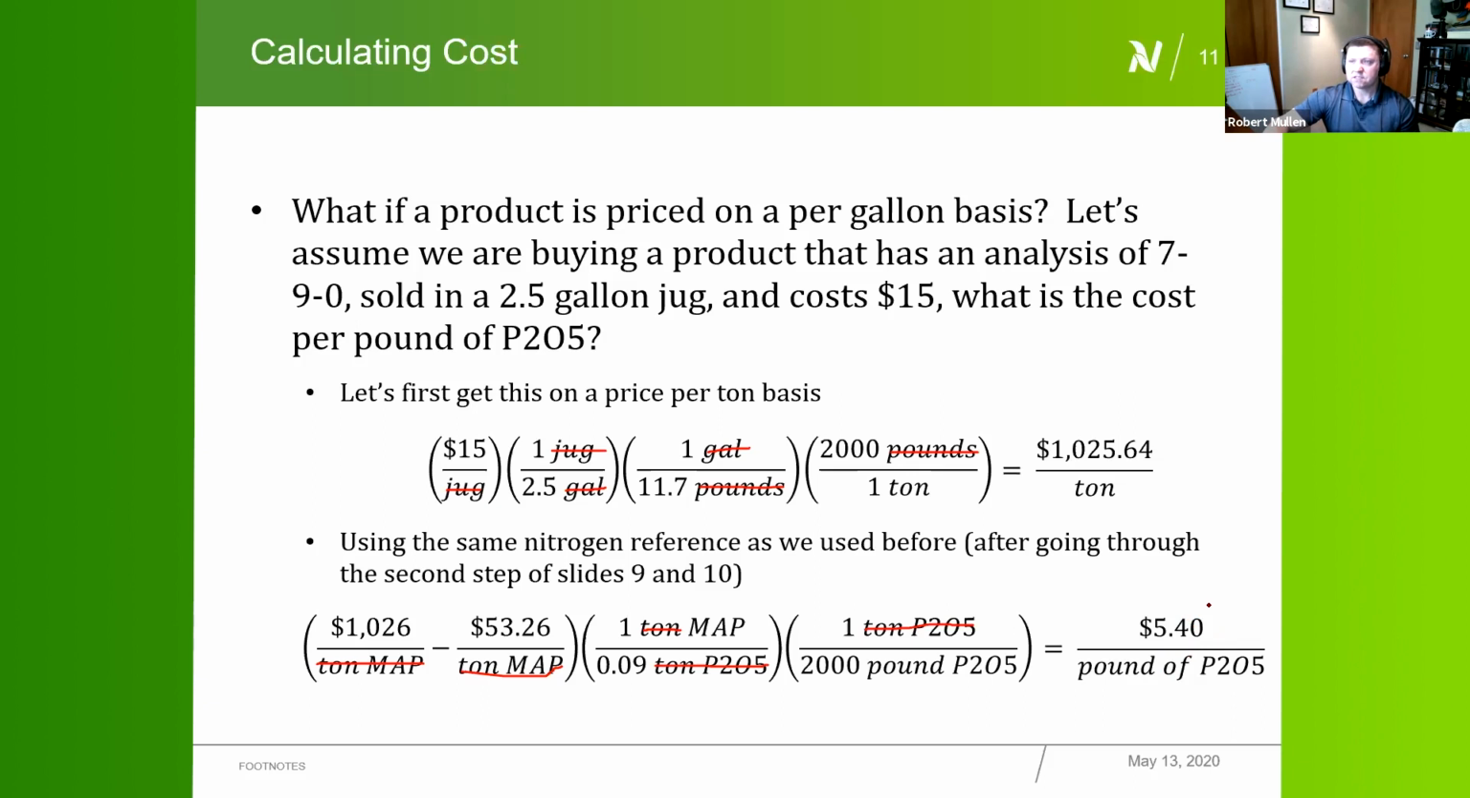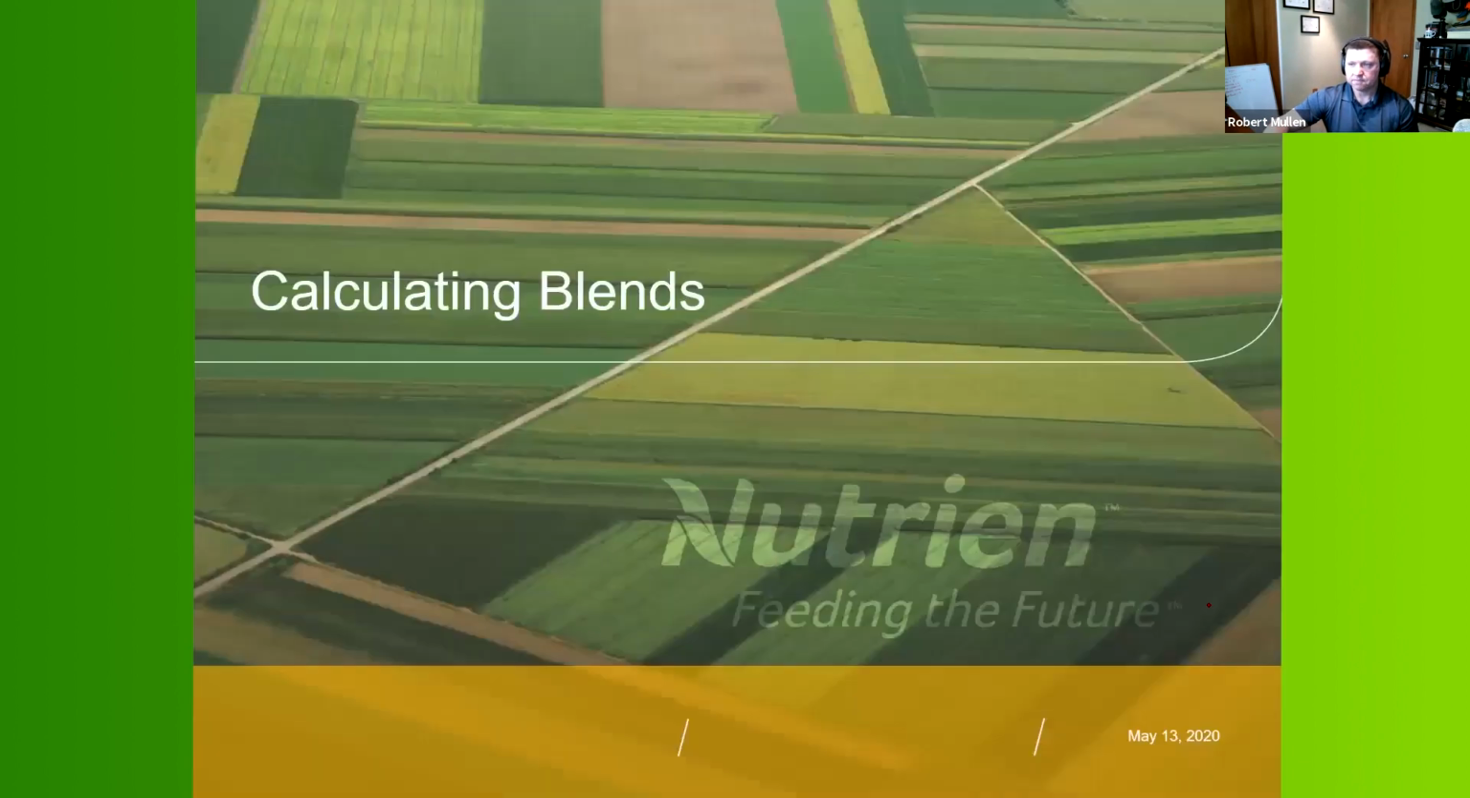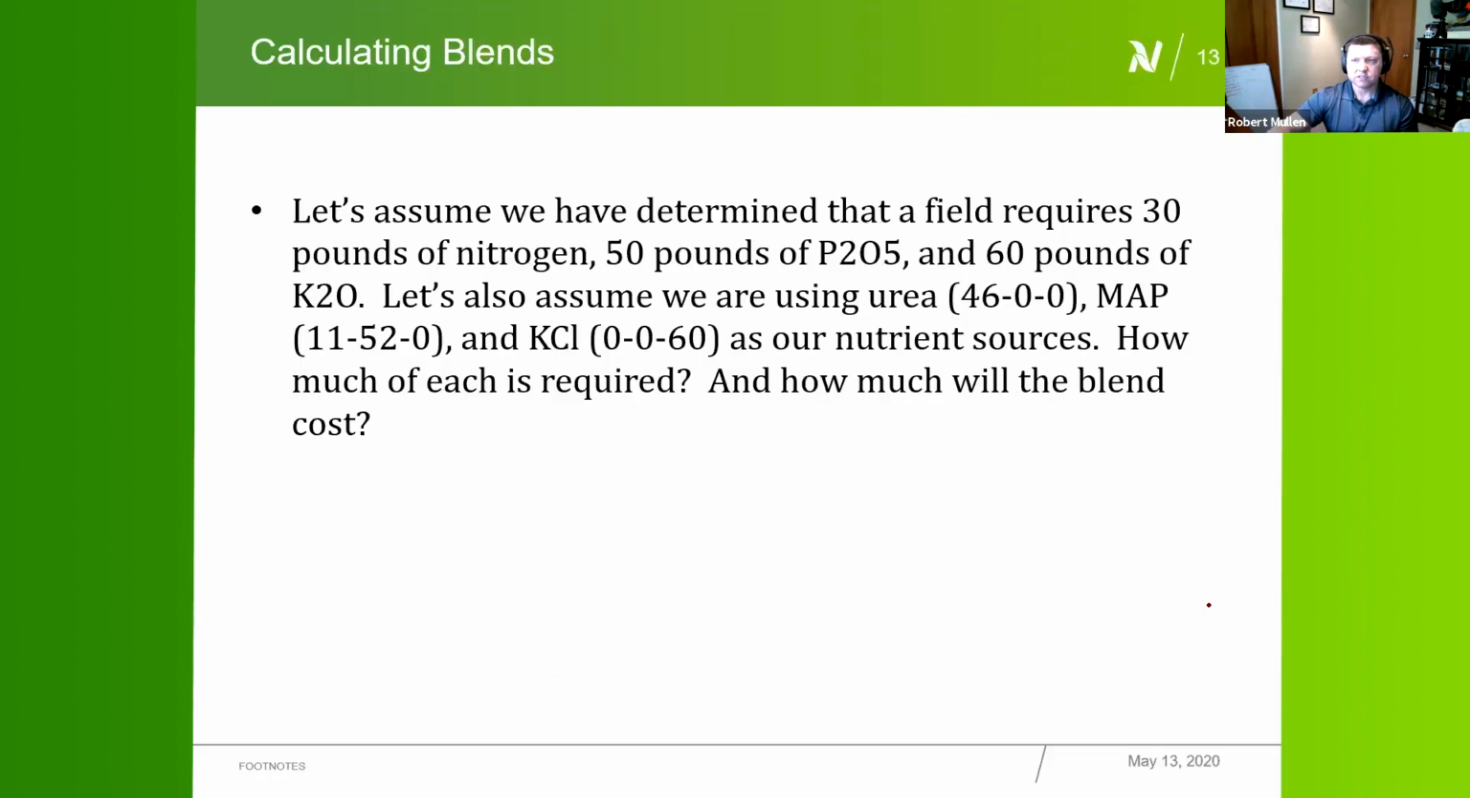So that's the process of comparing costs or price. Calculating blends. Again, all of this is additive. Once you understand the process that we've already been through, now we're just adding a little bit of complexity.